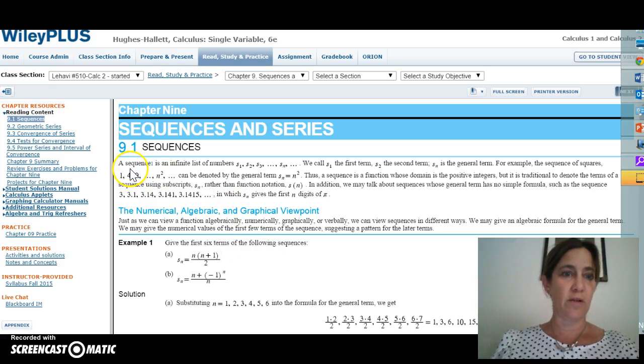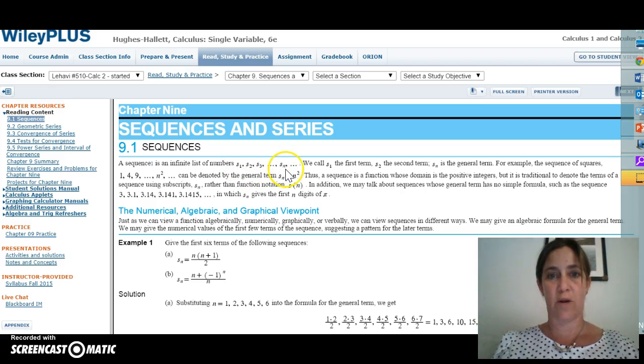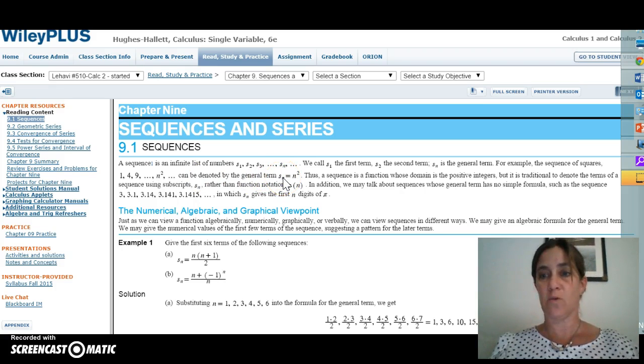So the first thing we want to look at here is this original definition. A sequence is an infinite list of numbers, and we use this subscript, little s sub 1, little s sub 2, etc., where s sub 1, which is what we call this, is the first term, s sub 2 the second one, etc. So for example, the sequence of squares can be listed as 1, 4, 9, dot, dot, dot, n squared. So each term in the sequence is s sub n equals n squared. They're going to look a lot like functions.